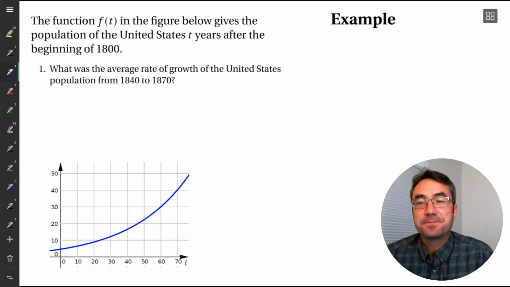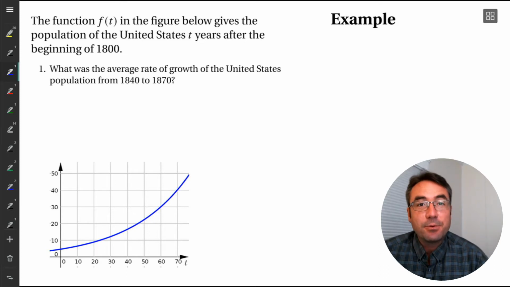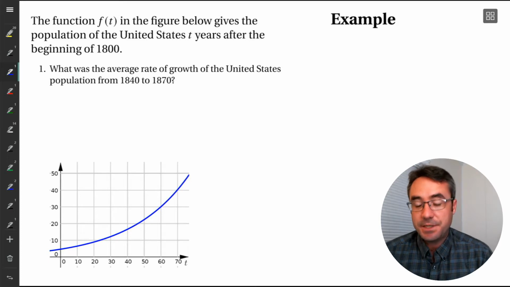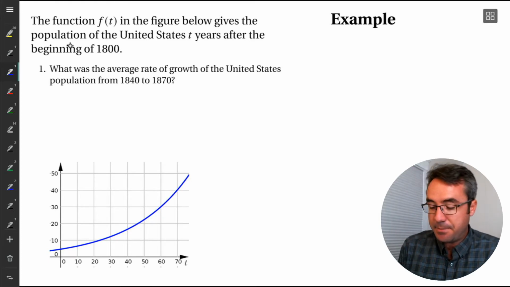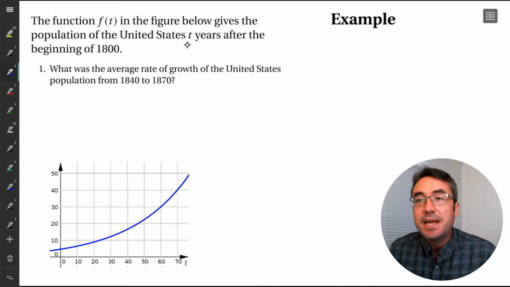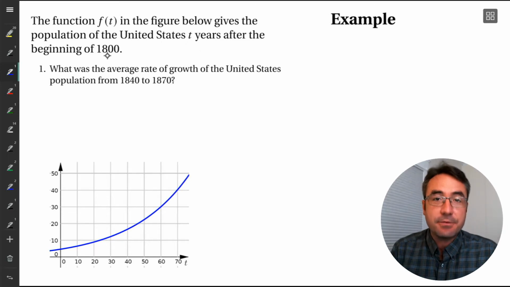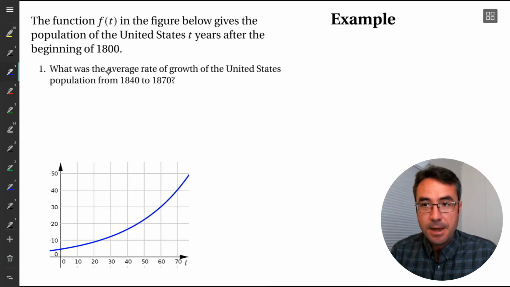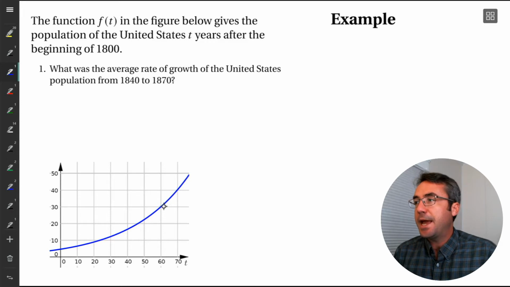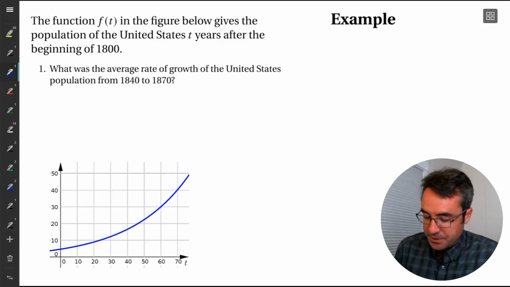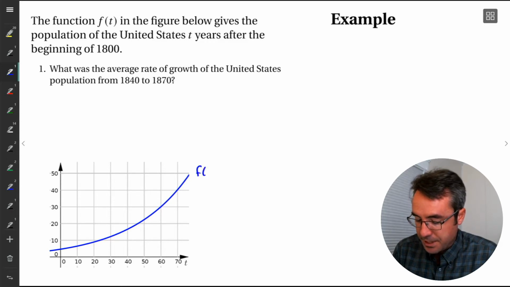All right, let's try another one. So in this example, we're given the graph of function f of t, and this function represents the population of the United States t years after the beginning of year 1800. All right, so here's our graph, and this is our curve f of t.